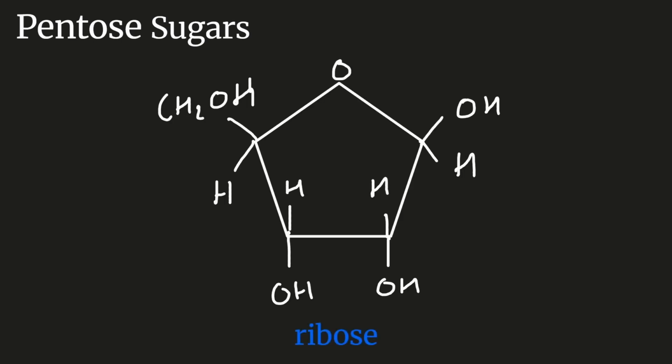Now, the pentosugar you need to know is called ribose, and you may know it from RNA. And same as hexosugars, the reason why it's a pentosugar is because it's got 1, 2, 3, 4, 5 carbons.